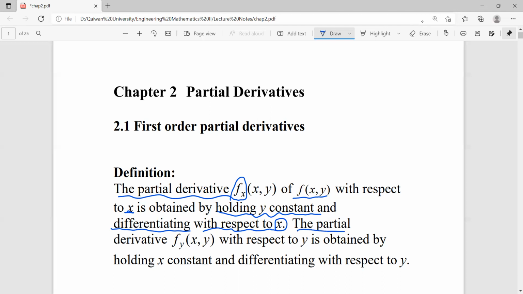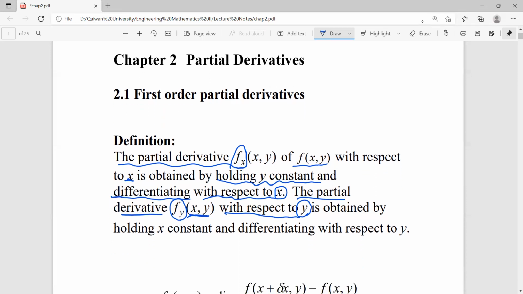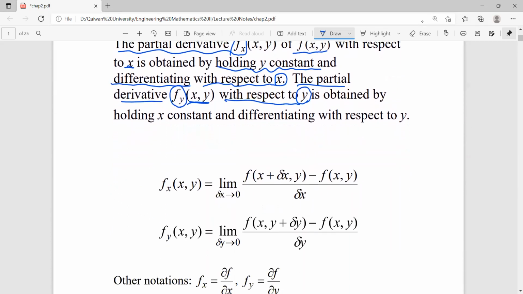And the partial derivative f sub y of f of x, y with respect to y, in this case, we're going to treat x as constant, and then we differentiate the function with respect to y. These are the definitions of partial derivatives.